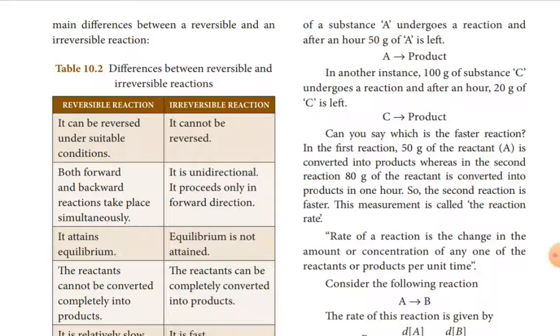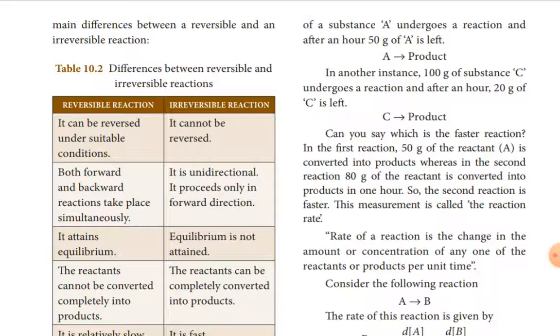In another instance, 100 gram of substance C undergoes a reaction, and after an hour 20 gram of C is left. Can you say which is the fastest reaction? In the first reaction, 50 gram of the reactant A is converted into product, whereas in the second reaction 80 gram of reactant is converted to product. So the second reaction is faster compared to the first reaction. So this measurement is called reaction rate. What is called a reaction rate?